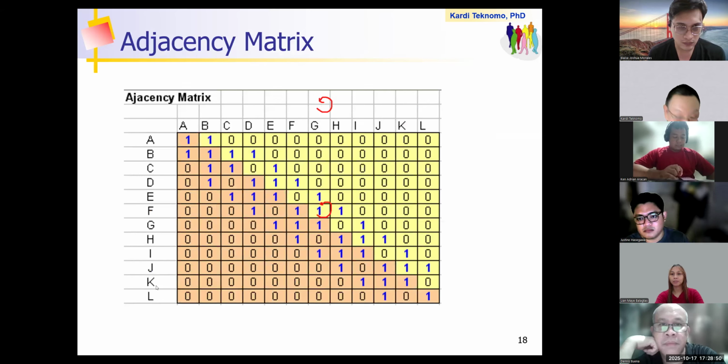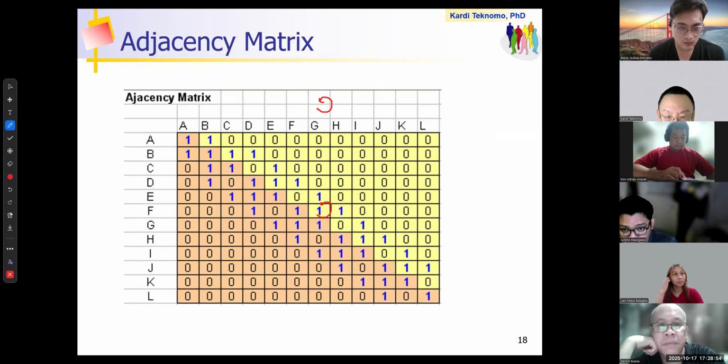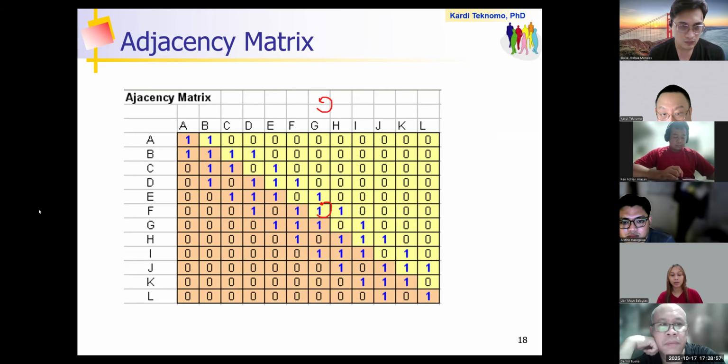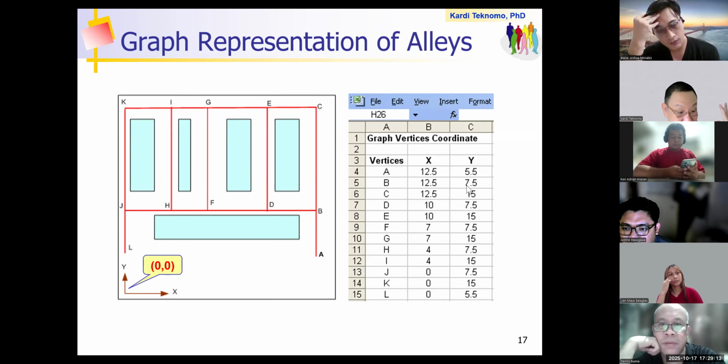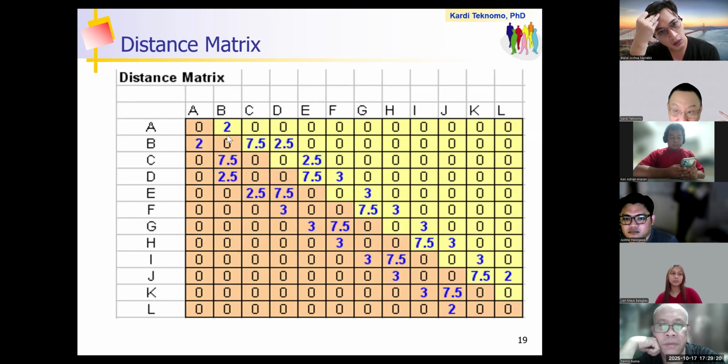So the adjacency matrix is symmetric, clear. Oh, I need to delete this. Clear. Okay. Next, from the distance matrix, is it clear or not? You get the coordinates a while ago. Let's see here. For example, from A to B, what is the distance? 2, right? See, 7.5 minus 5.5. So then you can get that 2.